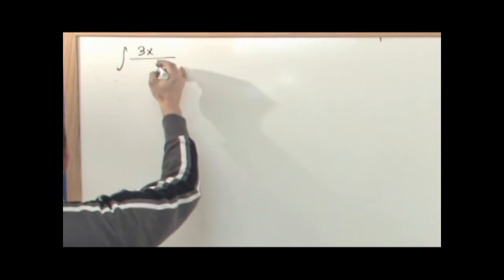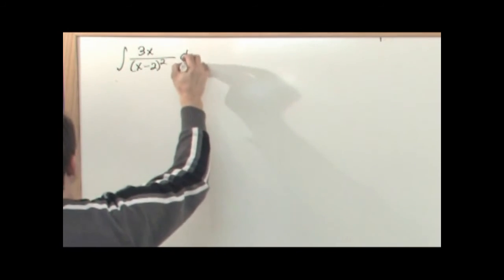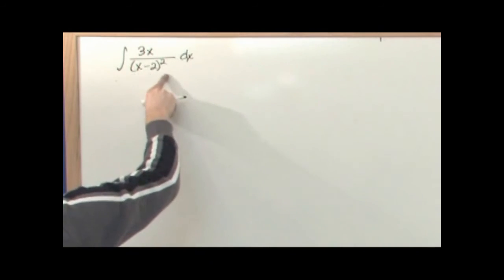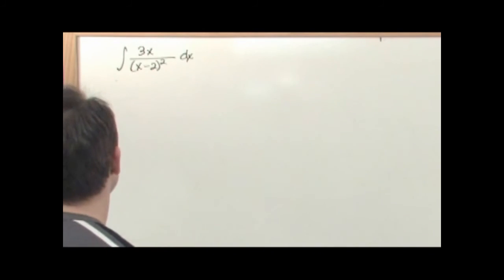Okay, now the next problem is integral of 3x over x minus 2 squared dx. And the first thing you want to do is look at this and say, do I need to do any division? Well, the degree of the top is 1, and the degree of the bottom, if you were to expand this out, is just going to be an x squared. So the degree of the top is less than the bottom, so I think you're okay.